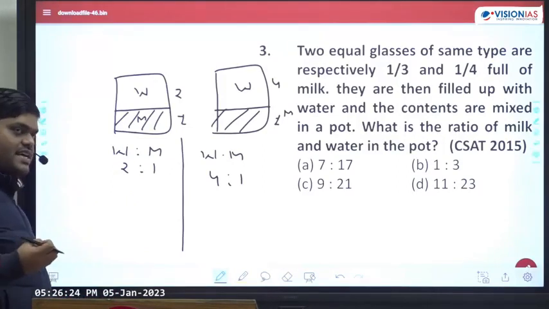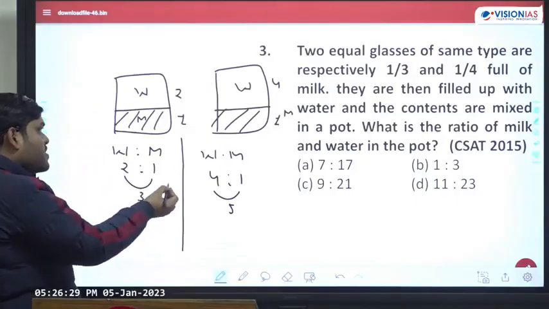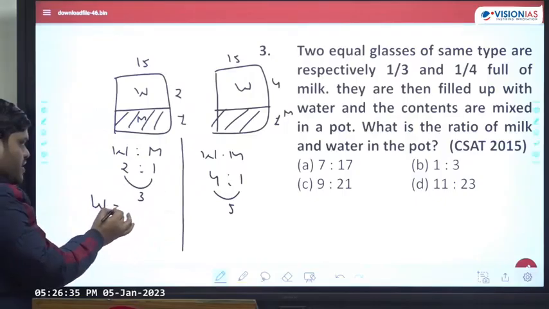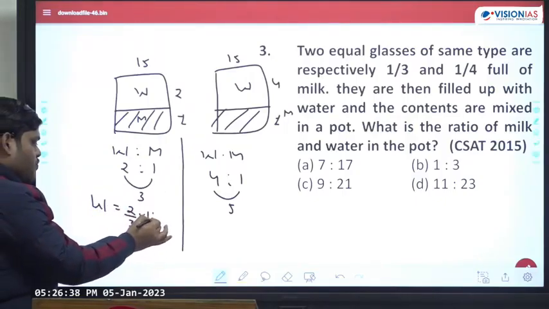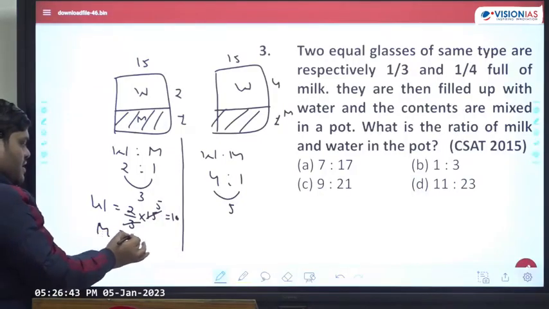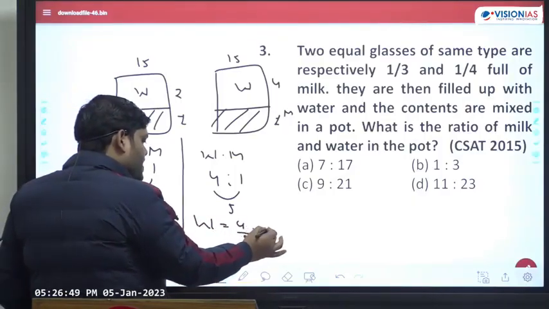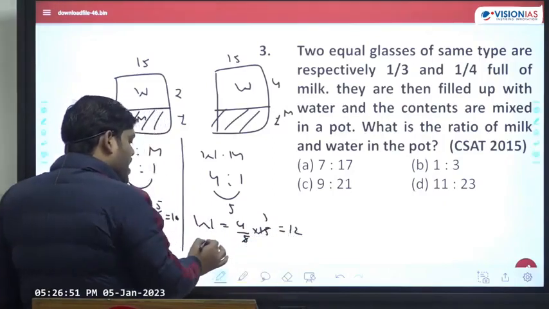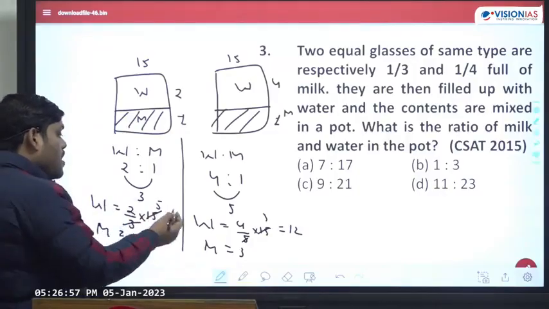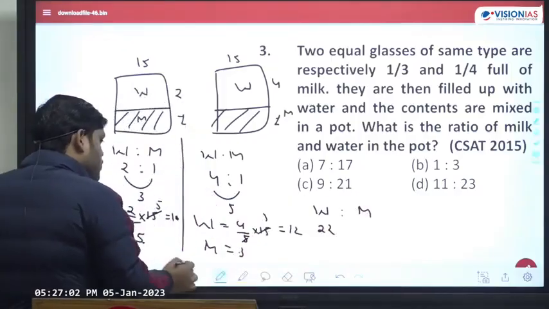So now what is the logic here? I told you yesterday, this is 3, this is 5. The LCM of 3 and 5 will be 15. How much water will be there? 2/3 into 15, that means 10. How much milk will be there? 5. How much water will be here? 4/5 into 15, 12. How much milk will be there? 3. Total water will be 22. Total milk will be 3, 2, 5, 8.